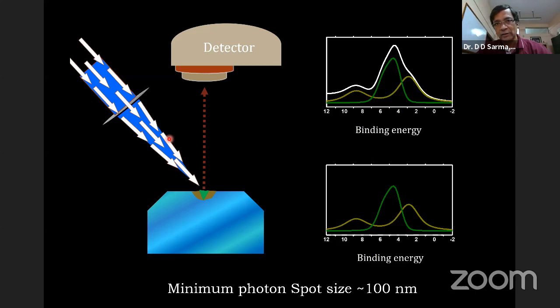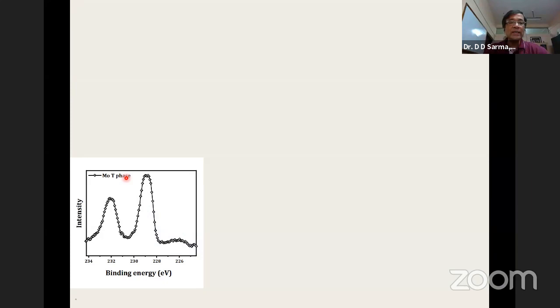So we'll do this technique of coming with a very small spot and try to understand what the electronic structure is. When we look at our sample, this chemically exfoliated one, you can see now the spectral features are somewhat broader than what I showed you before. But before I get into that, what I can do, this is my molybdenum signal.